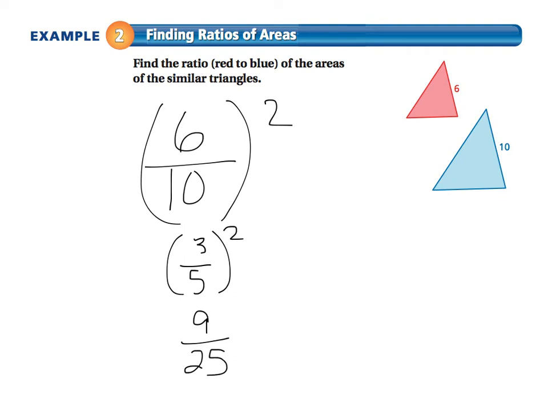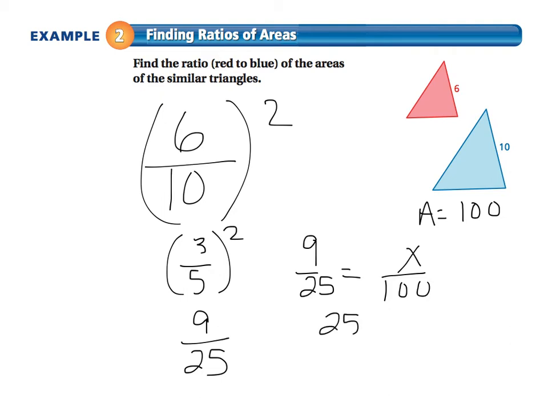So if I told you that the area of the blue one was 100 square units, then you would take 6/10 squared or 3/5 squared or just 9/25 and you would write a proportion. You don't take the proportion 3/5. You square it and that would give me 25x equals 900. And 900 divided by 25 gives me 36. So the area of the blue would be 36 square units.